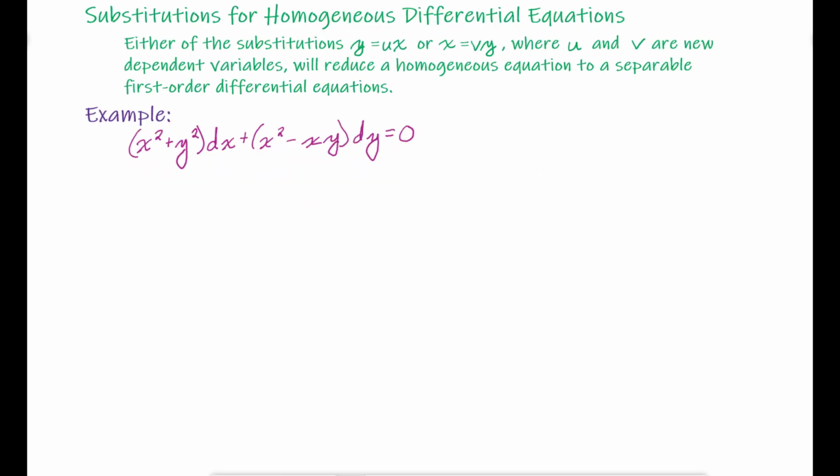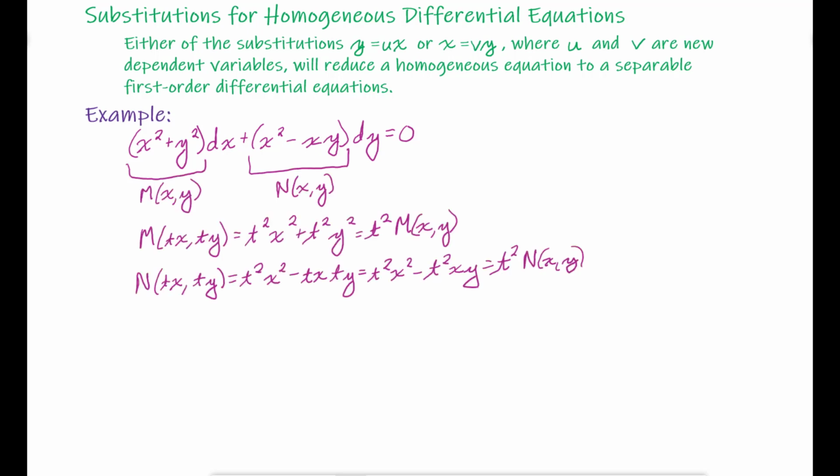So let's consider the differential equation (x squared plus y squared) dx plus (x squared minus xy) dy equals 0. So the first thing I need to do is determine if this is a homogeneous differential equation. I'm going to do so by considering M of xy and N of xy and determining whether those two are homogeneous equations. So let's look at M of tx, ty and N of tx, ty, and see if they're homogeneous equations.